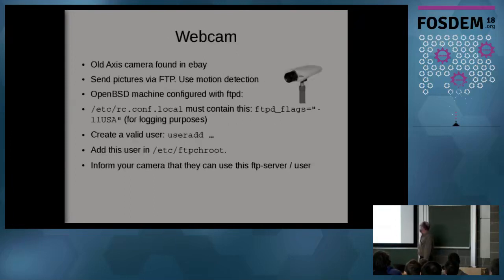So for the camera, it's just a normal situation. You just have to configure the camera so that it sends a picture to your FTP server. So you just have to provide the IP address. You just have to also provide the user ID that the camera can use to put those files on your OpenBSD machine. So a couple of commands, like I've presented there. You can have multiple cameras. I have 2 cameras, but you can have as many as you want.